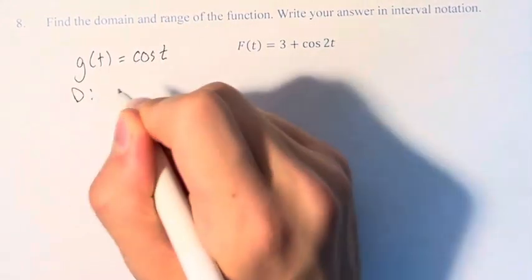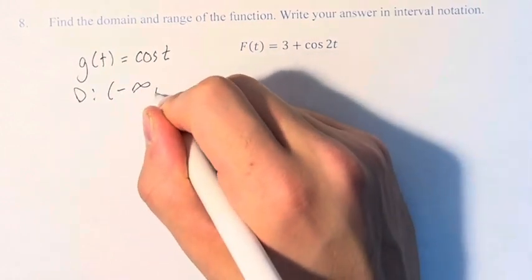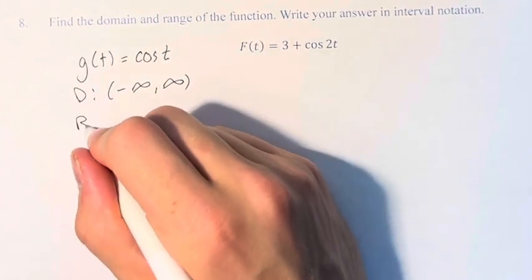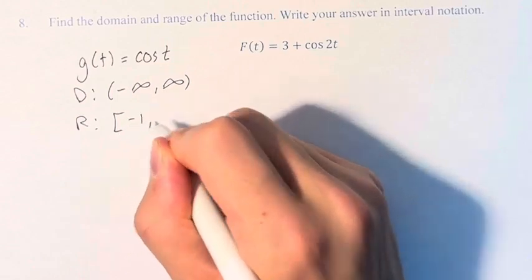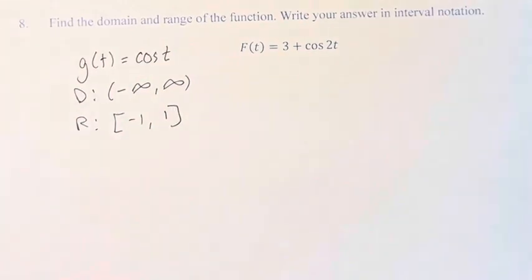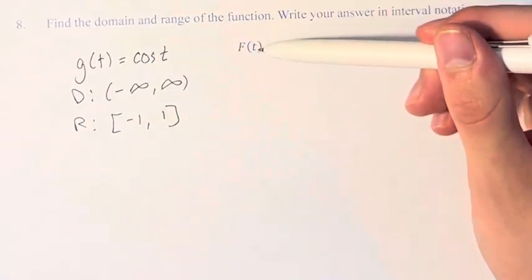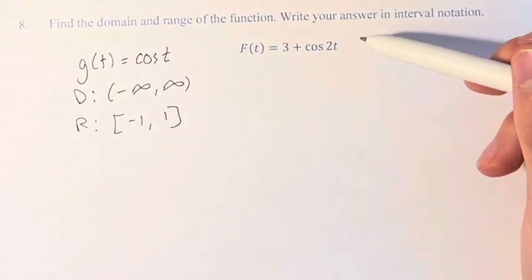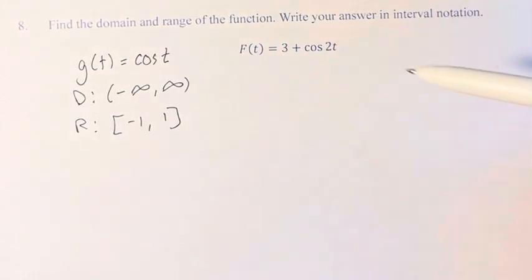The domain of this function is all real numbers, negative infinity to infinity. And the range is from -1 to 1, inclusive. And we're looking at this because f of t is simply g of t with transformations applied. So what are these transformations?